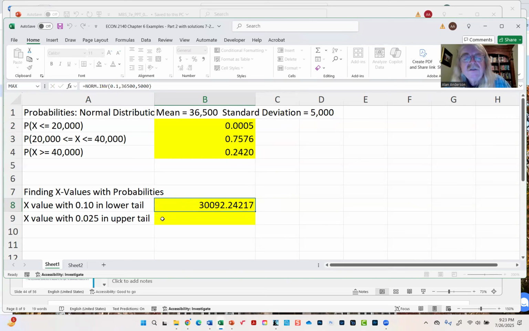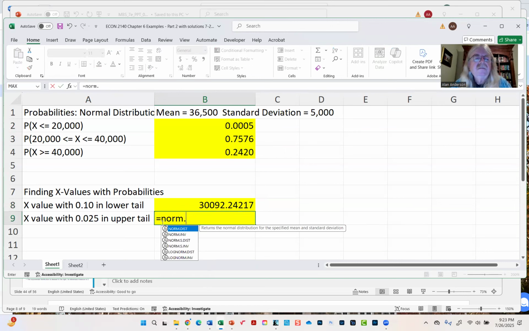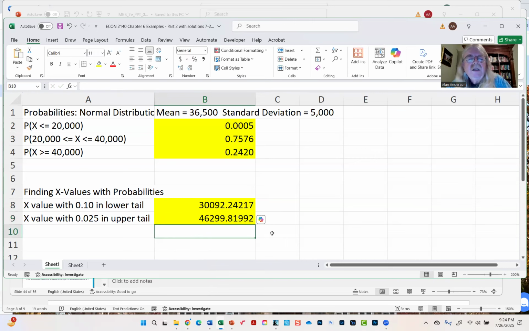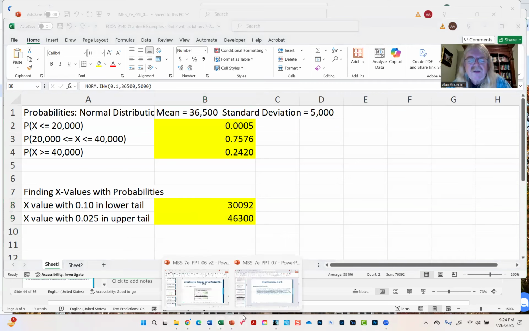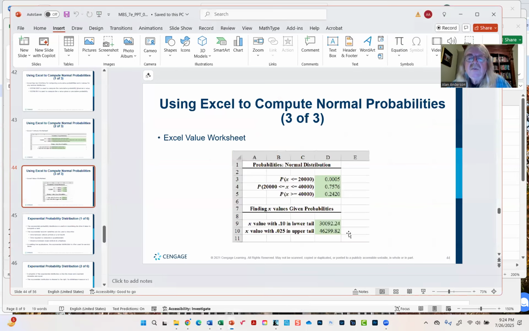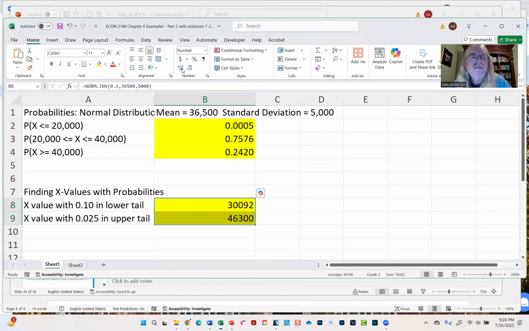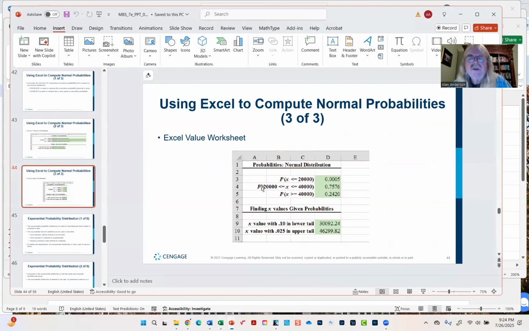This one is the upper tail. So that means the probability will be 0.975, but then we have a mean of 36,500 and a standard deviation of 5,000. And we can round these. Here's how you do that. Go up here to number. I think they only need integers anyway for this problem. Oh, maybe they don't. They want 2 digits. What do you know? Okay. Let's put them back so you can see everything worked out beautifully.